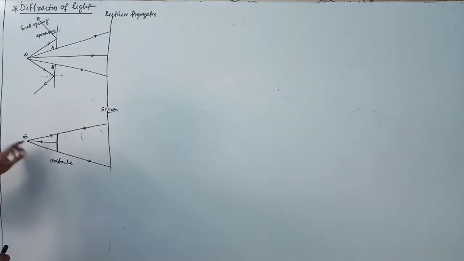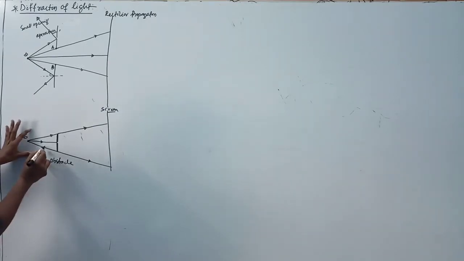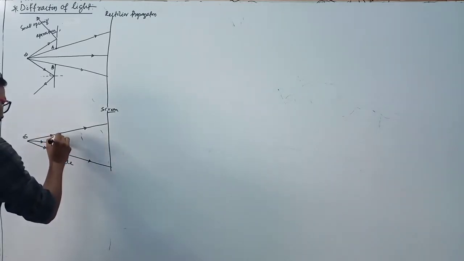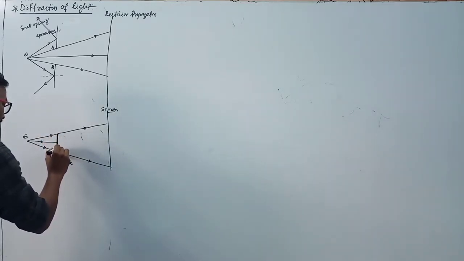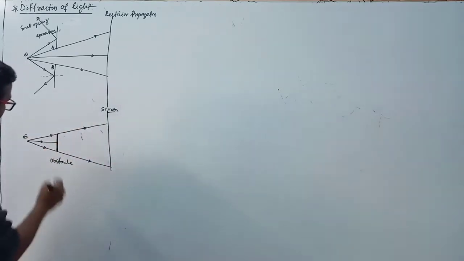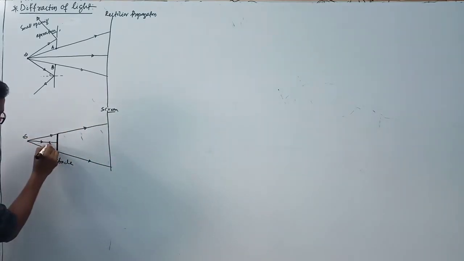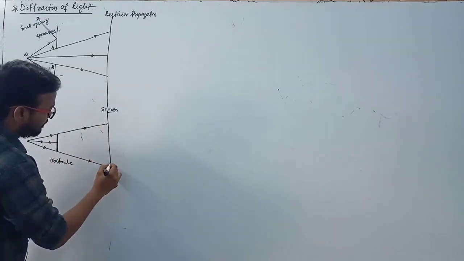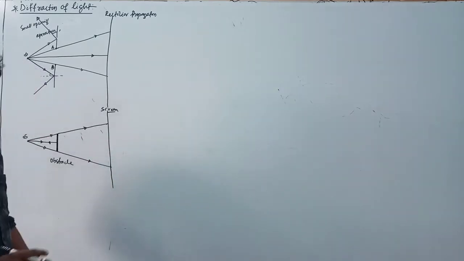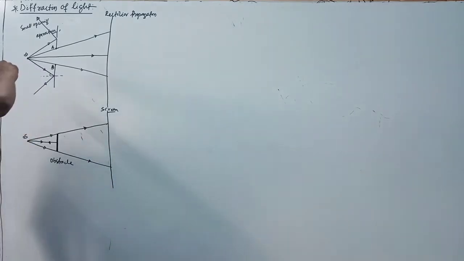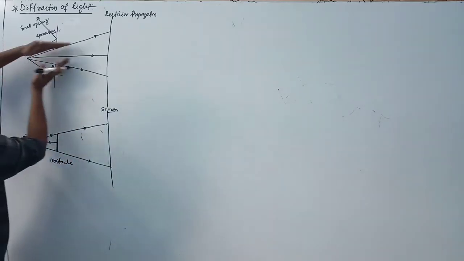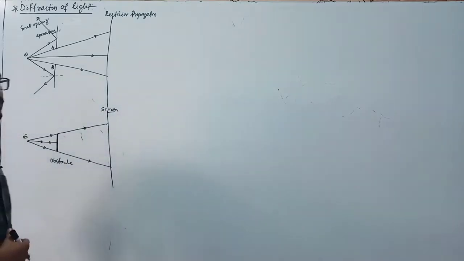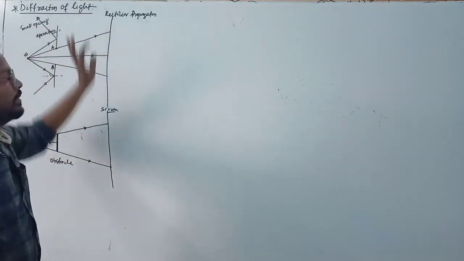Similarly, the source emits light in all directions and the rays which travel in this direction pass by the obstacle and meet this point, and the ray which travels in this direction returns back in the same direction. Clear? This is the case of rectilinear propagation of light waves. Clear? Rectilinear propagation of light waves means this ray travels in a straight line direction. Here also it travels in a straight line direction. But here we deal with the diffraction of light.